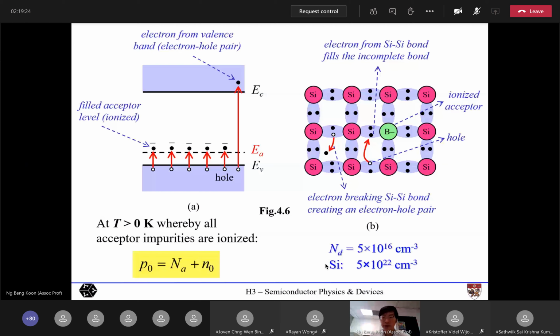So this boron atom, like a phosphorus atom that we talked about in the N-type semiconductor, is fixed in position. They cannot move. Although they have a charge, they cannot move. So this corresponds to a location in the crystal that is negatively charged, which does not move, right? And in this case, you should notice that you only get a hole that is created. You don't get the corresponding electron introduced in the conduction band.